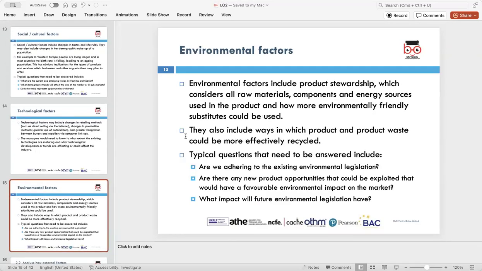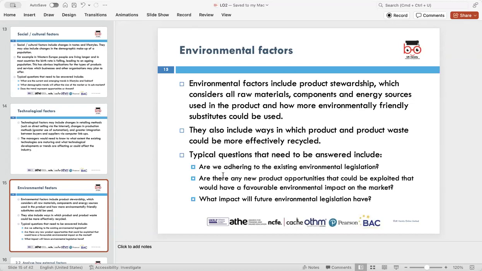Environmental factors. An example of environmental factors is product stewardship, which takes into account all of the raw material components and energy sources that are utilized in the product. Additionally, it takes into account the way in which more environmentally friendly alternatives could be utilized.